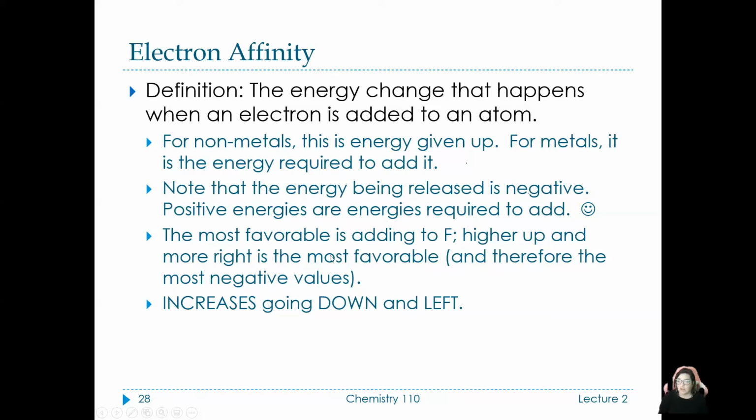The most favorable is adding to F minus. Higher up and more right is the most favorable, and therefore the most negative values. So it increases as you go down and left. It's less negative, less favorable, and therefore increases as you go down and left.